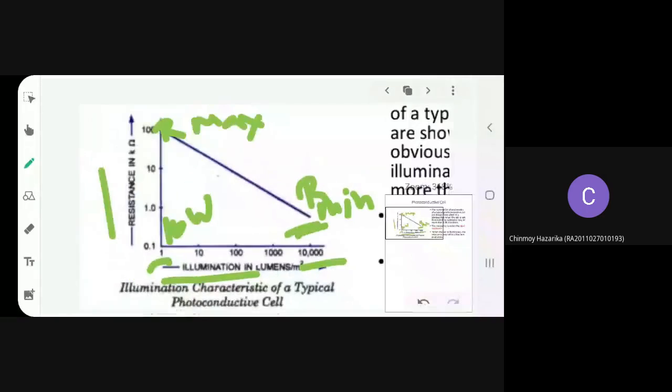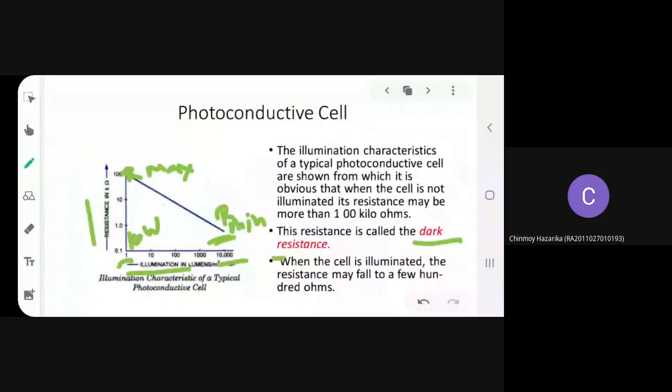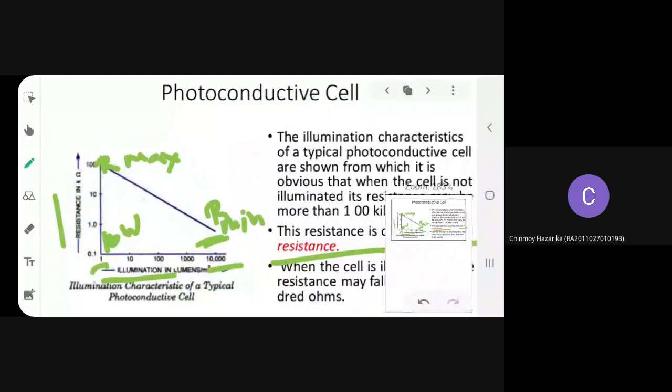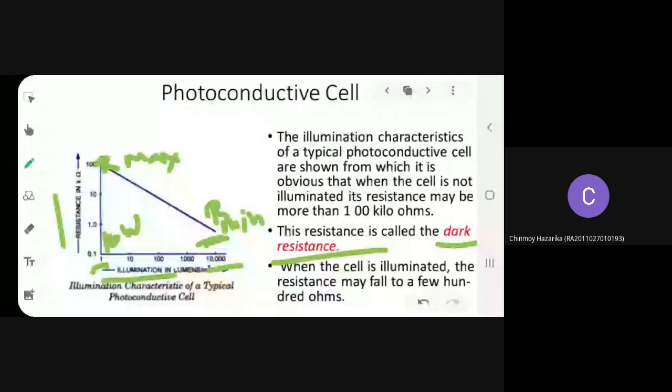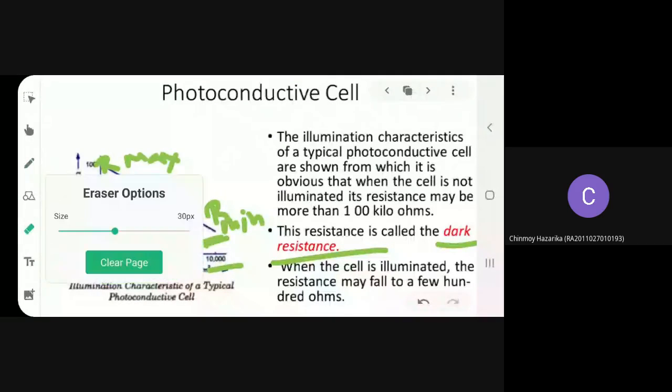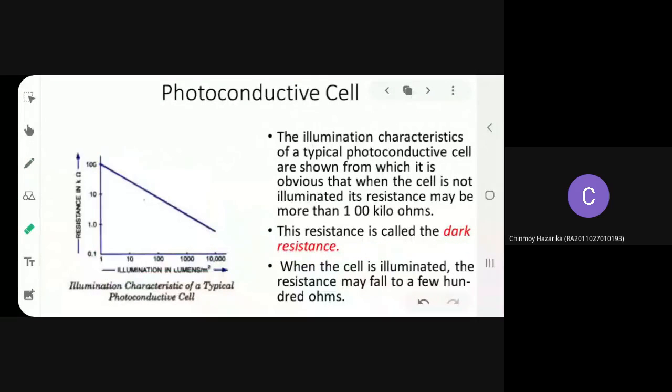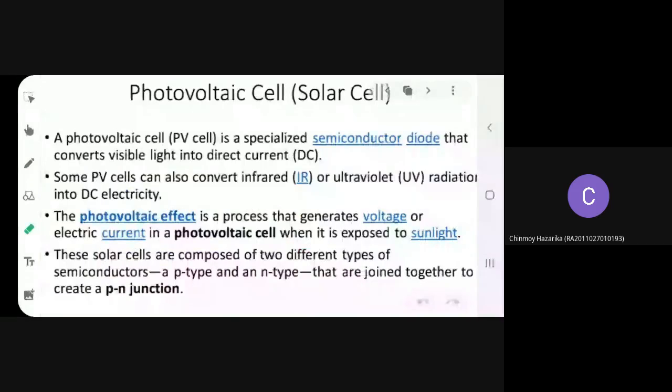This value of resistance is called dark resistance. So this shows a linear variation of resistance with respect to the light intensity. So this is all about the photoconductive cell. This is also an electro-optic transducer.